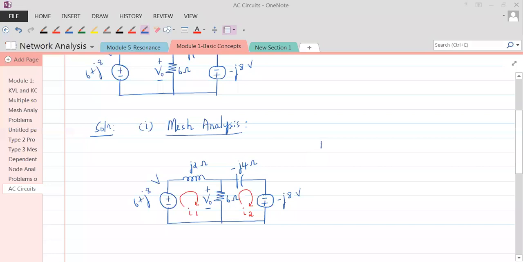KVL to mesh 1. Everybody can just look at this without writing, then you can copy it down, since this is the first equation we are writing in complex entities. See, this is the voltage: 6 plus J8. 6 plus J8 itself is the voltage.